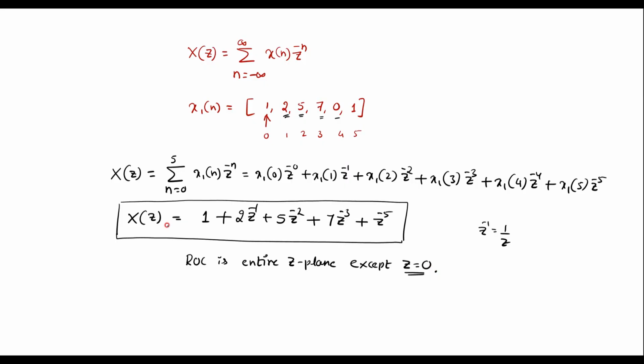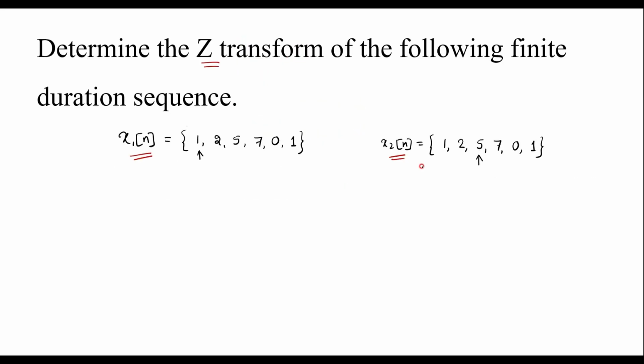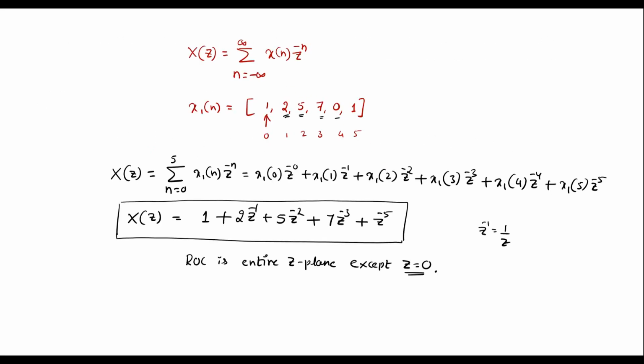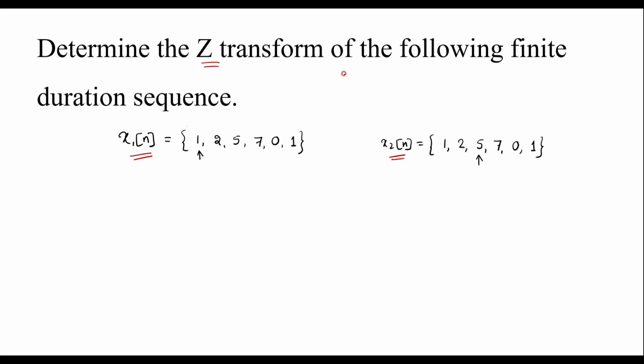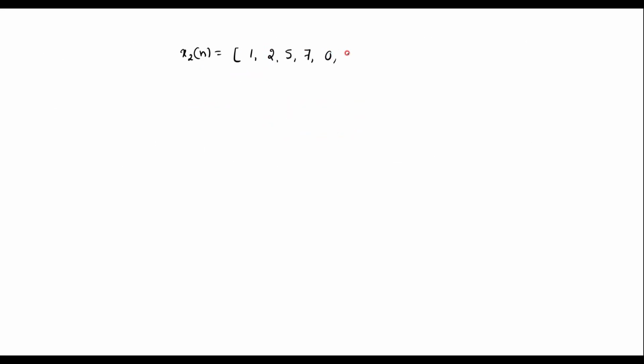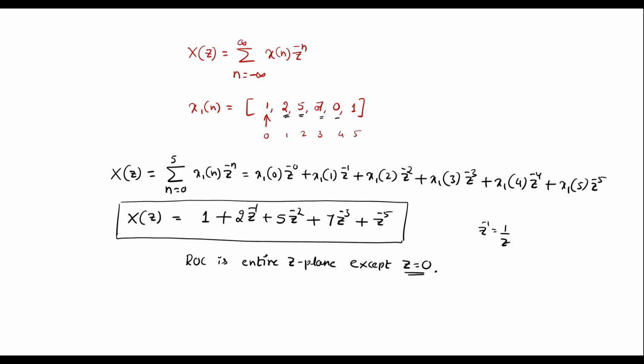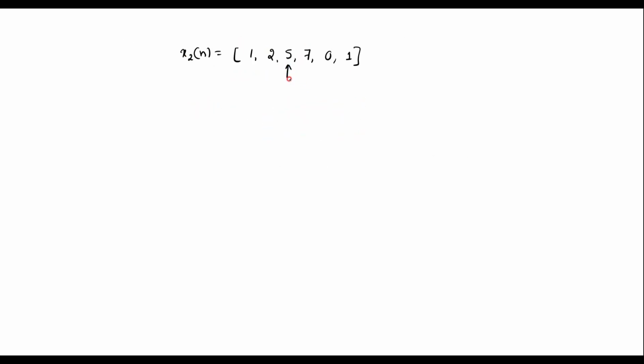Now let me find the Z transform of another sequence x2 of n. So here x2 of n is given, that is x2 of n is equal to, we have 1 2 5 7 0 1. So arrow mark is at 5. It means this is x2 of 0, this is x2 of 1, 2, 3, this is minus 1, this is minus 2. So here n varies from minus 2 to plus 3.